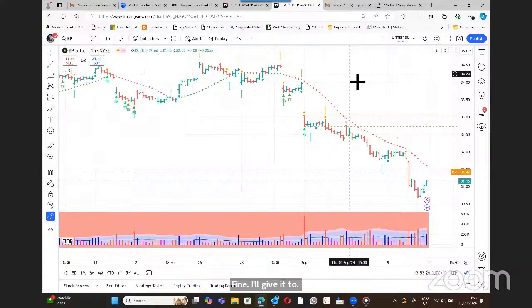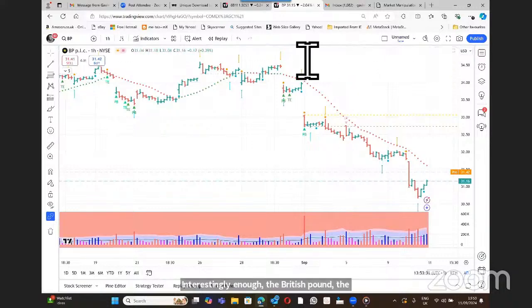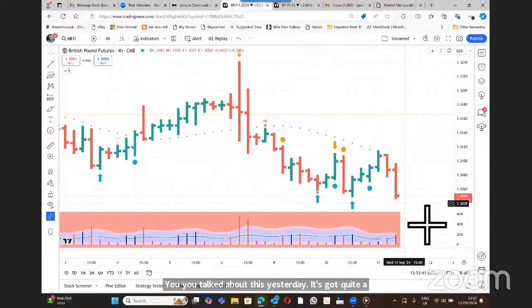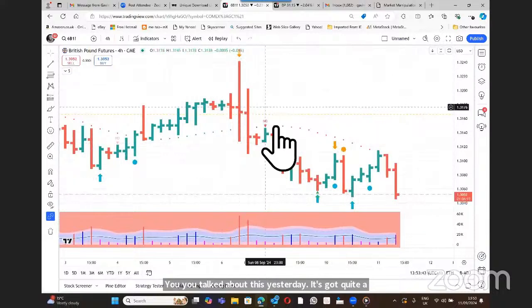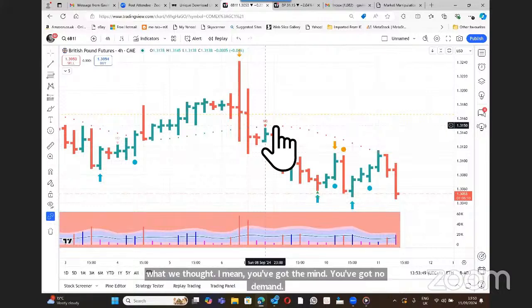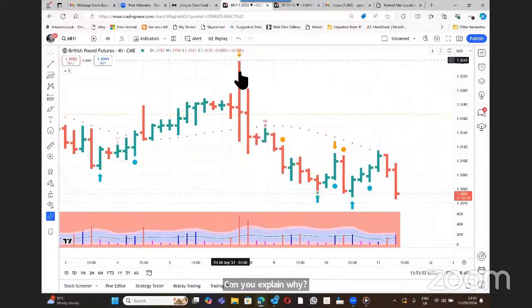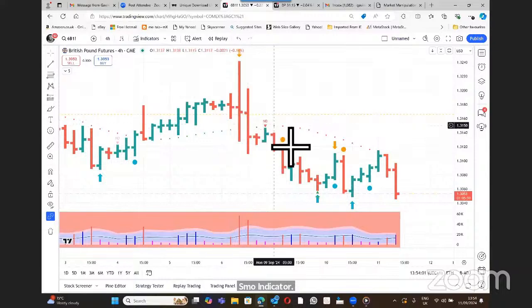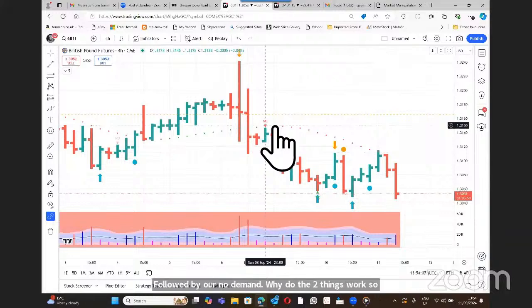But Tiru, interestingly enough, the British pound, the GBP right now is moving, and you talked about this yesterday. It's got quite a lot of information going on, and it's doing exactly what we thought. I mean, you've got the SMI indicator, you've got no demand. Can you explain why? This is a question that several people asked. Why does the SMI indicator, which is clearly showing price action, followed by our no demand indicator, why do the two things work so well together? And why is price falling like it's doing right now, which we talked about?